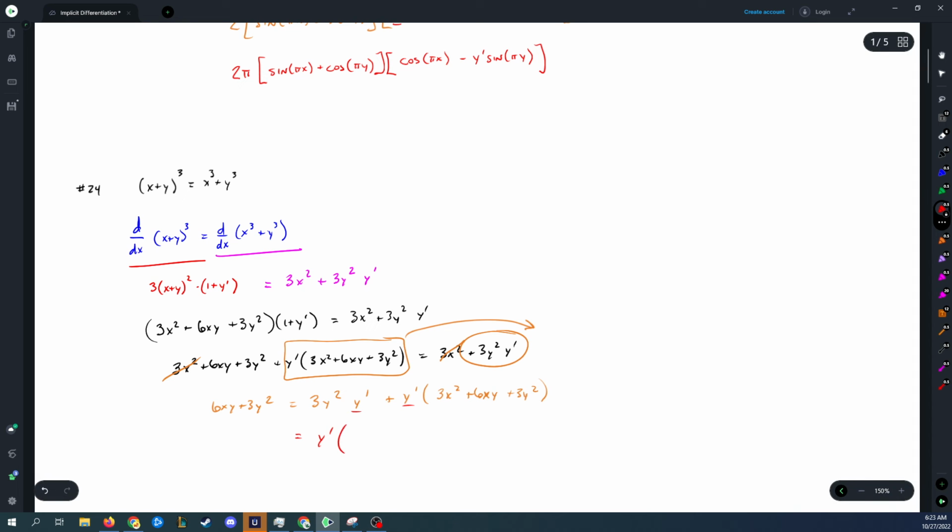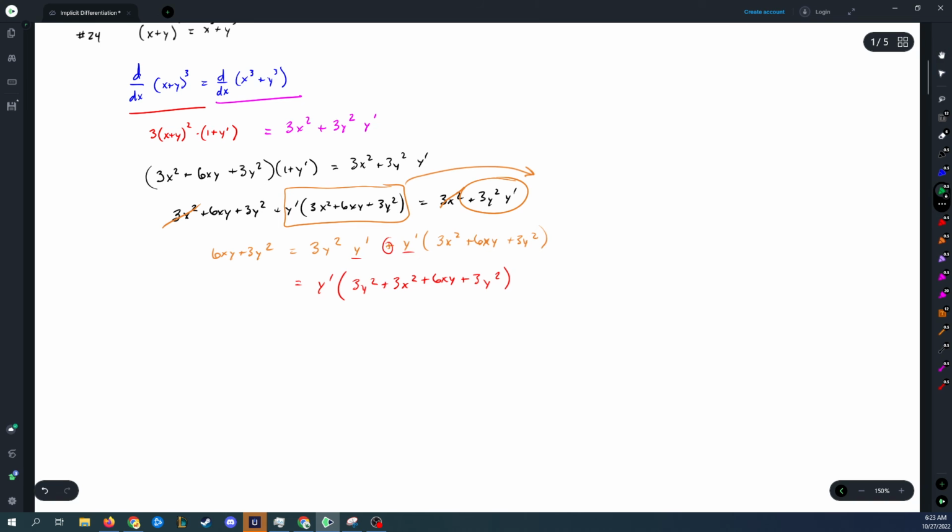And then what's left gets added. So it's 3y squared plus 3x squared plus 6xy plus 3y squared. Now what we can do is we can divide both sides by that so that we get 6xy plus 3y squared over 3x squared plus 6xy plus 3y squared and 3y squared is plus 6y squared.